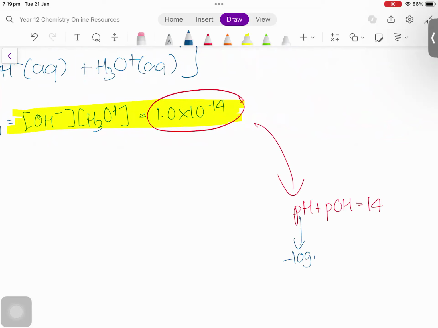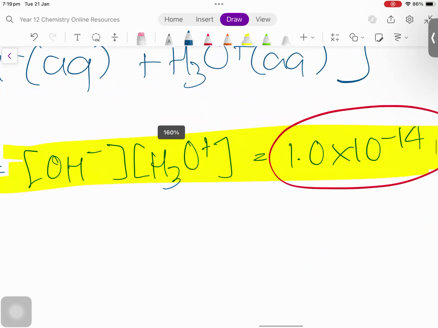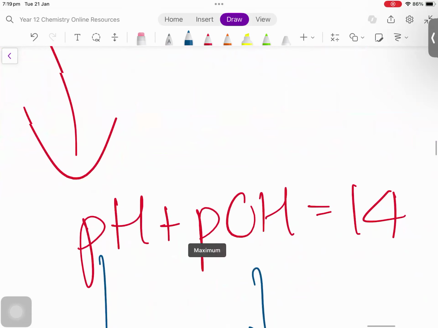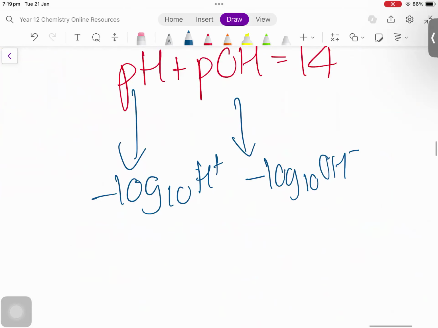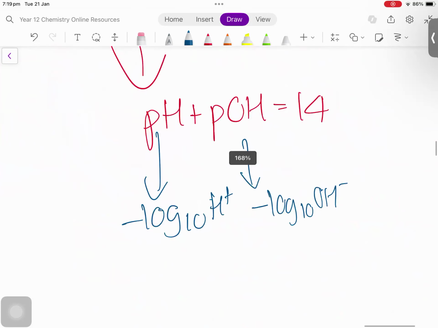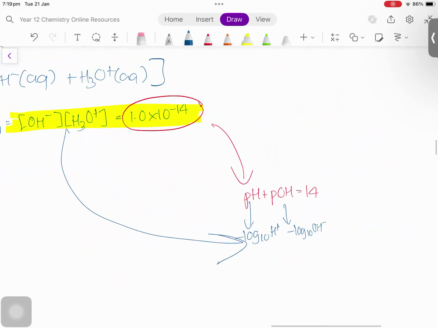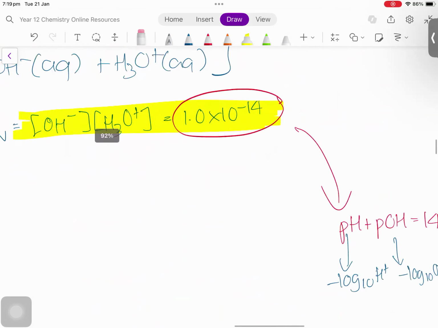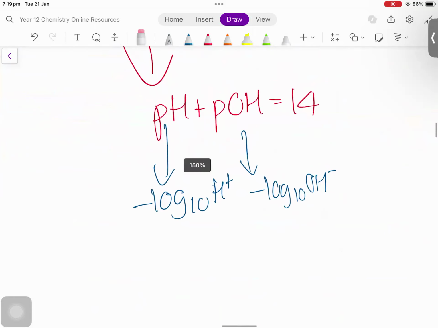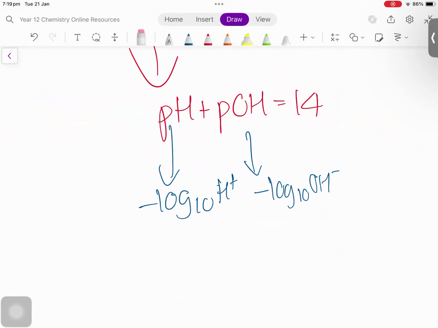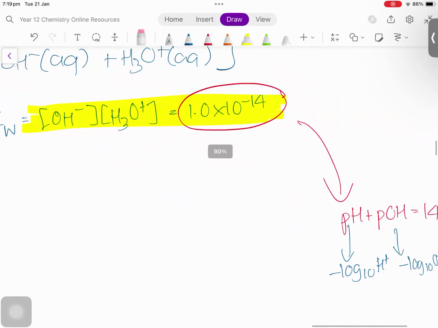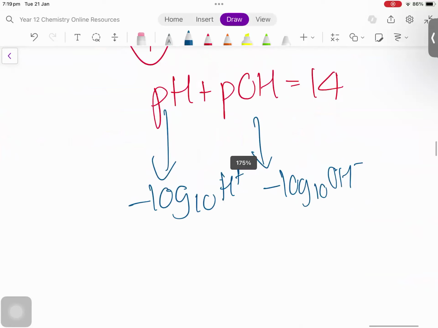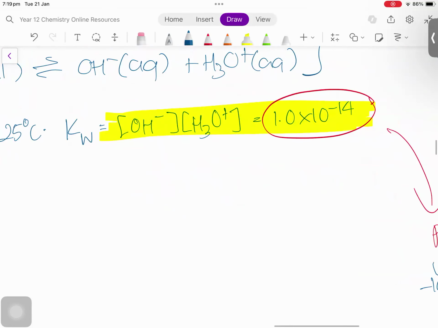pH is negative log base 10 of H3O plus. pOH is negative log base 10 of OH minus. So at the moment I have this, and I'm trying to get to this. If I can get this over here, then I can link it to this. When I compare where I am to where I want to be, I'm missing a log base 10. So to make it look more familiar, I'm going to put it to log base 10.